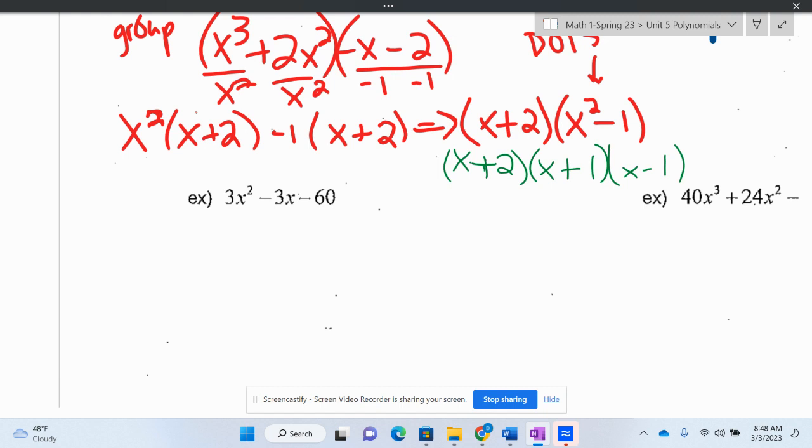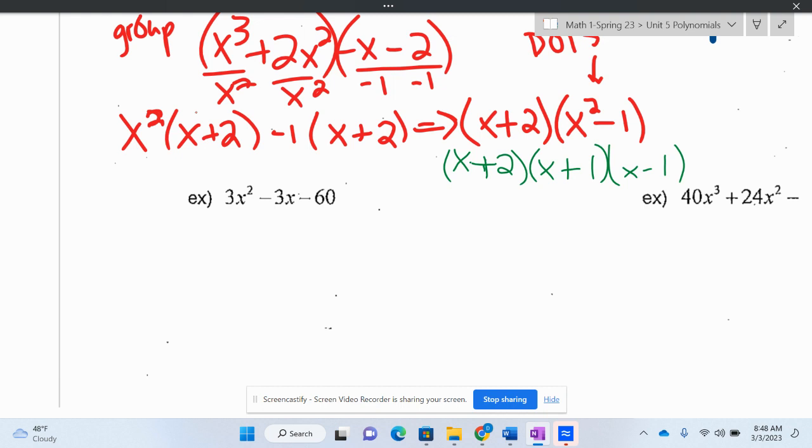So do we have a GCF here? Yes or no? Is there a greatest common factor, something we can pull out? What else is there besides that one? There's a 3. Yeah, every term is divisible by 3.